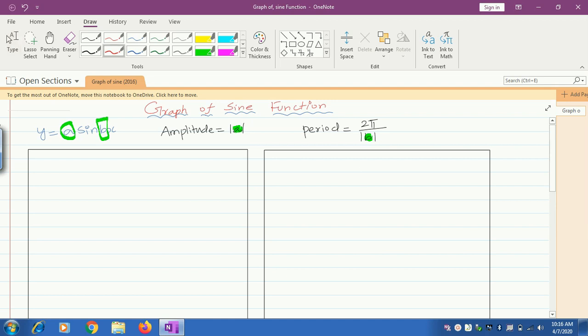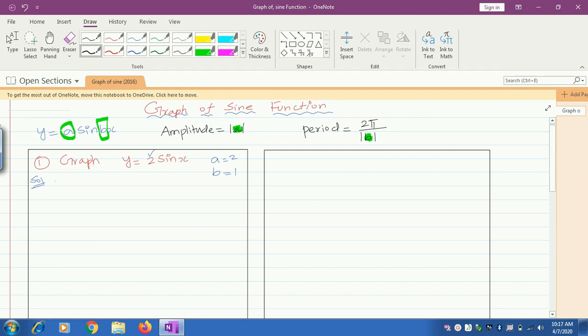So what we have, suppose graph y is equal to 2 sine x. So how will you write it? First you have to write A and B. What is A, what is B? A is equal to 2 and B is nothing but the coefficient of x, that is the angle, is 1 here. So I can write it here, it is 1.